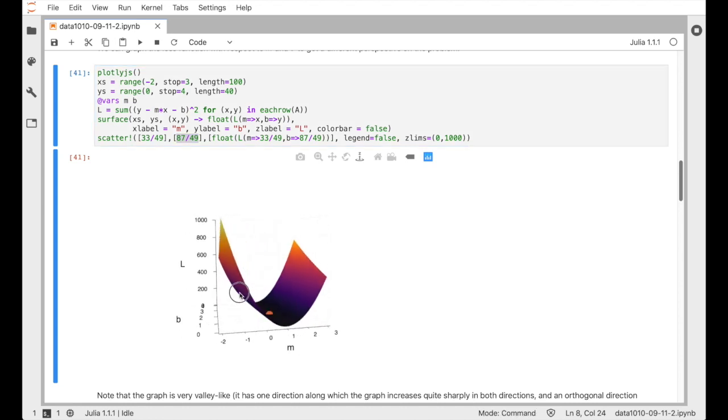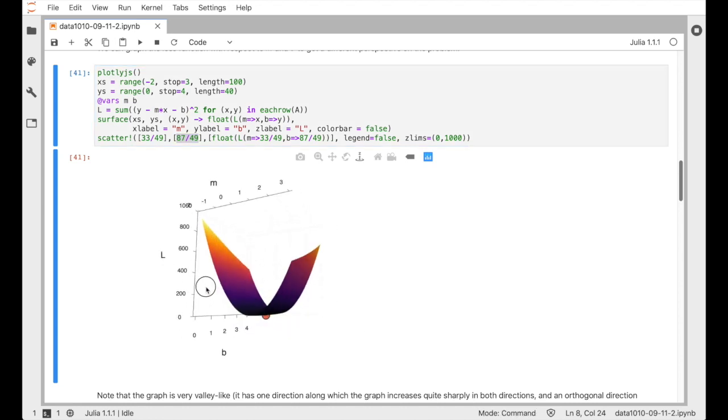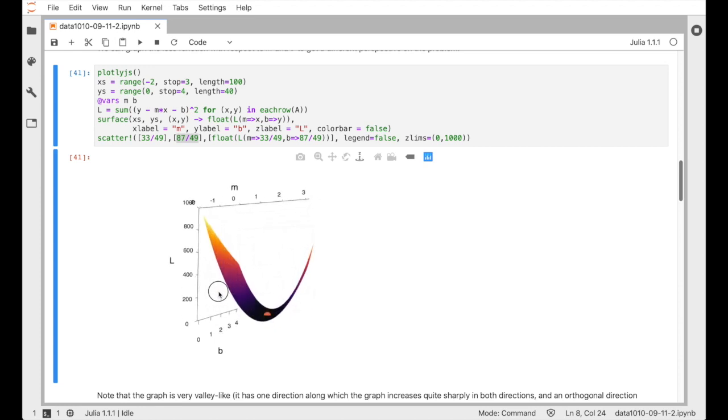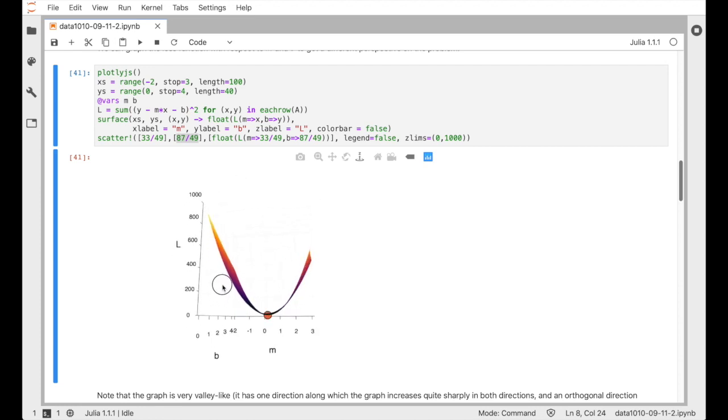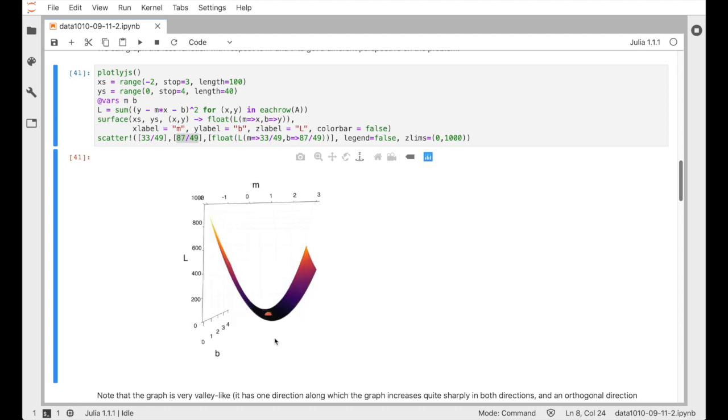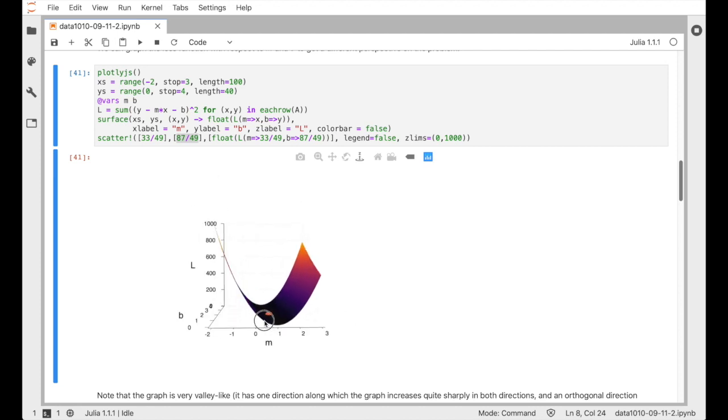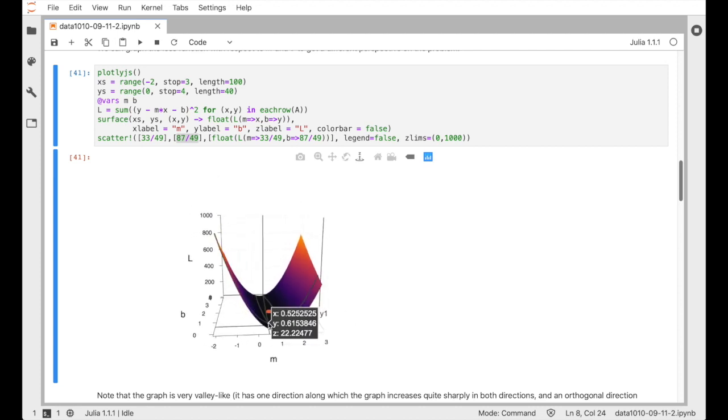And what you can see is that this loss function has a very valley-like shape. In fact, if you look straight down the line here, it almost looks like there's not a single minimum, but in fact a whole line of minima that run along the bottom of this valley. But clearly, as you move the slope far away from the correct value, the loss gets large very quickly.